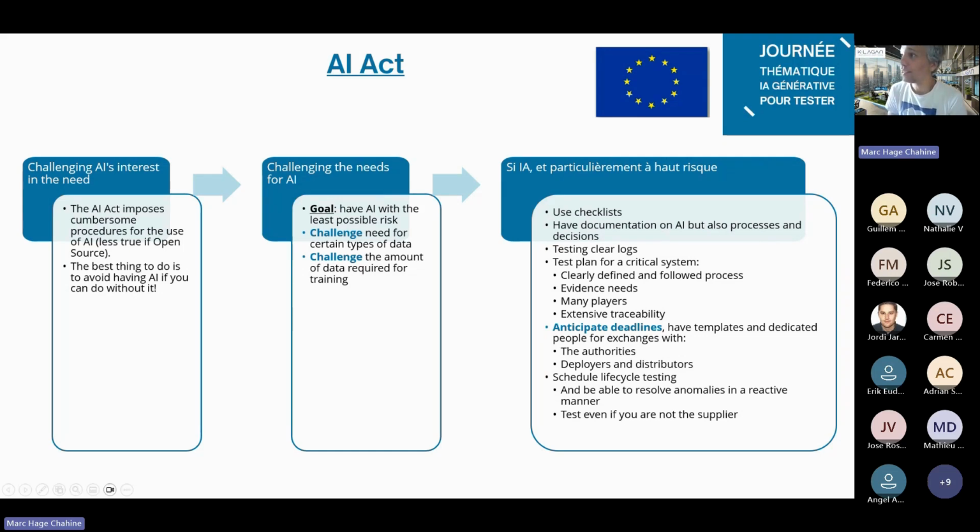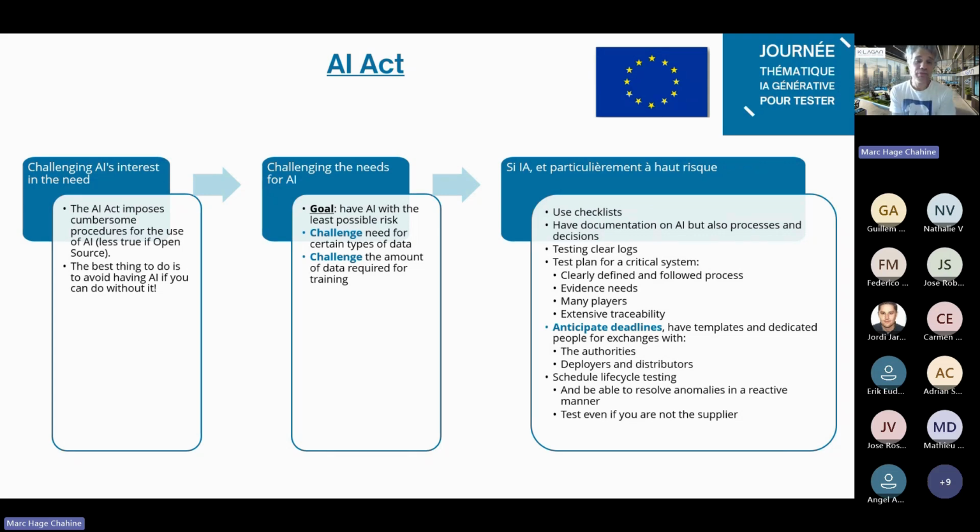Sorry, there are some French words. It's something that was done in French at the beginning. But what you have to remember is: challenge. You make shift left to see if you need AI, and then you do shift left to know which AI you will use.